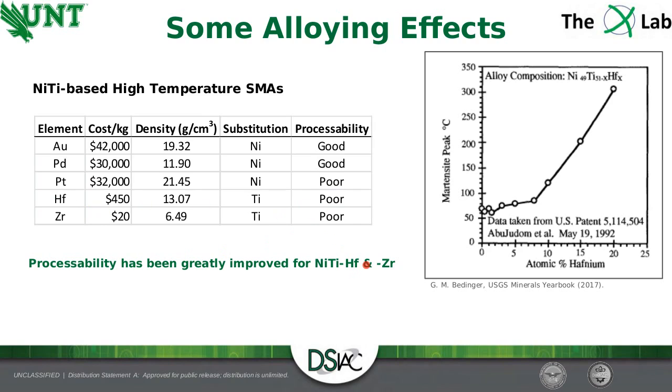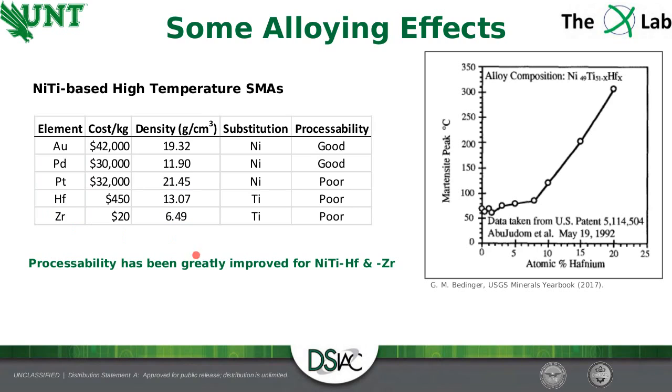You can see here, this is showing that as we add hafnium to a nickel-titanium alloy, that temperature goes up. So we can move the transformation temperature up pretty high, and we have good control of it. The other thing to look at is the cost itself. It's much cheaper to use hafnium. It's much cheaper to use zirconium. And then the density goes down with both of these. That's also another factor to look at when you're looking at these alloys.